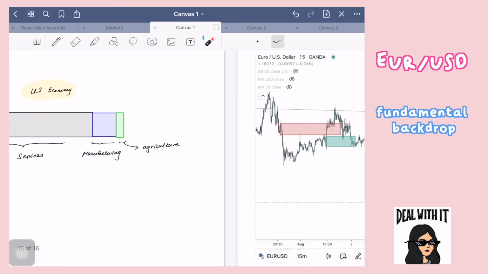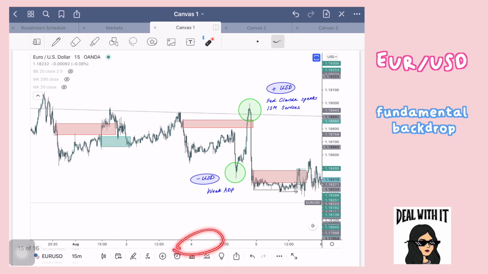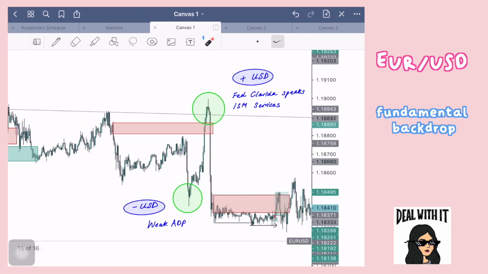And that's exactly what we saw this week. That caused a lot of volatility in the US dollar on 4th August, Wednesday. So we had a very weak ADP report, basically a jobs report where the added jobs were half what was expected, which is very bad. And this caused the US dollar to decline. When the US dollar declines, EURUSD goes up, as we saw over here.